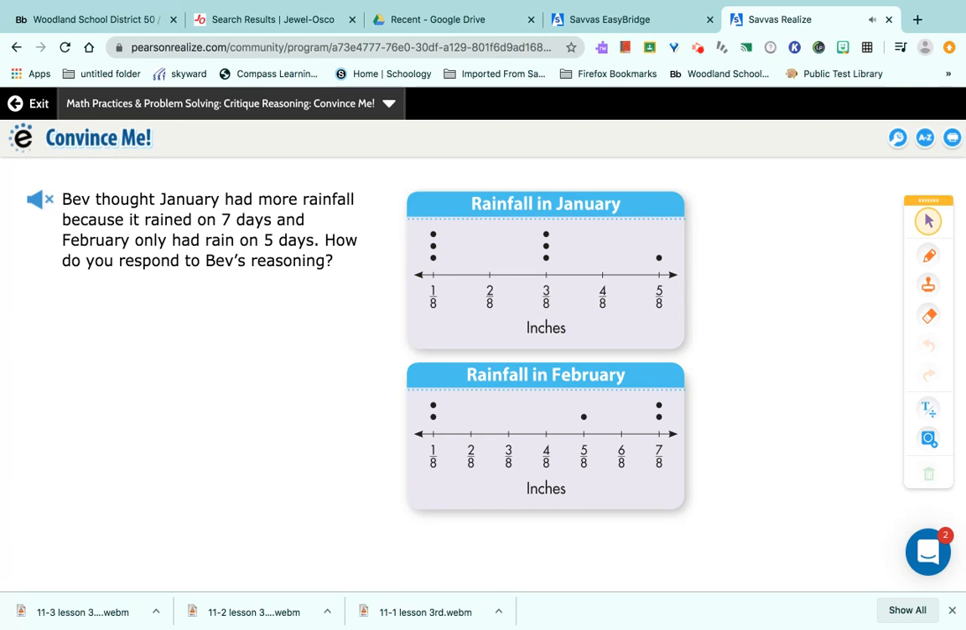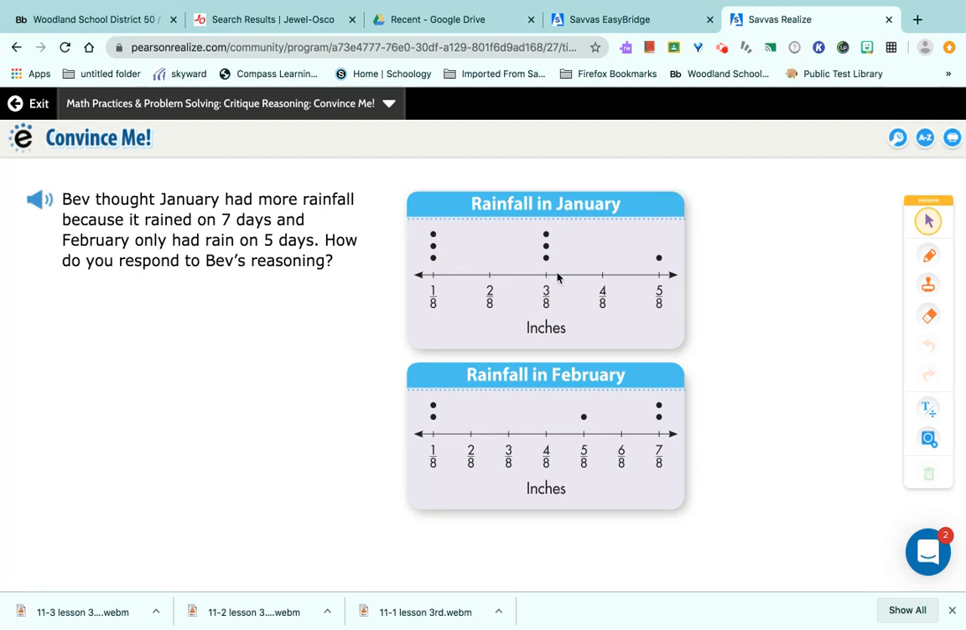Bev thought January had more rainfall because it rained on 7 days, and February only had rain on 5 days. How do you respond to Bev's reasoning? Okay. So you're looking at inches of rainfall. So her reasoning is not correct because Bev looked at the number of days of rain in each month and not the total rainfall for each month. It actually rained more often in January, but there was not more rain because of the inches.